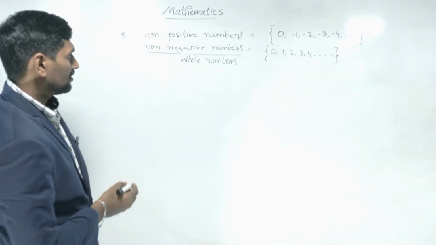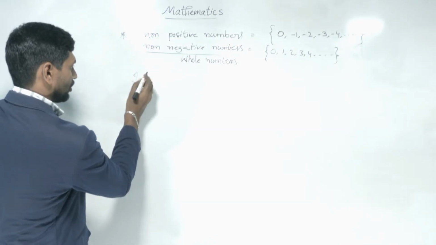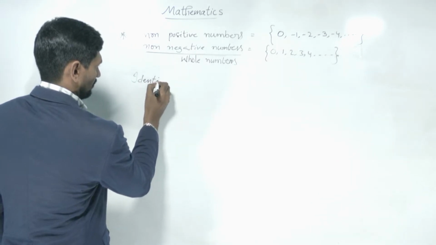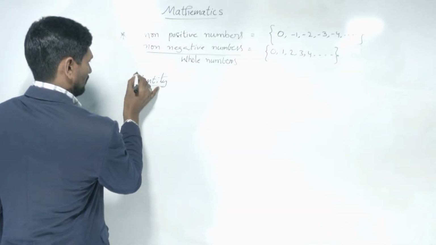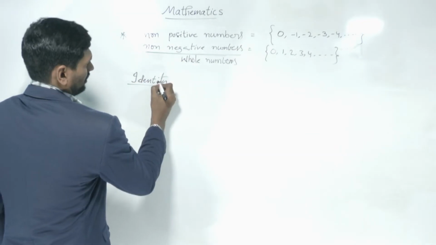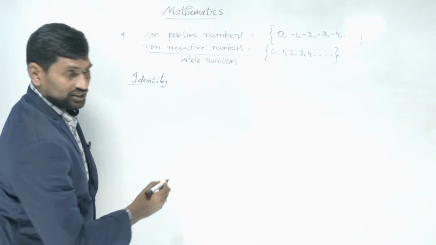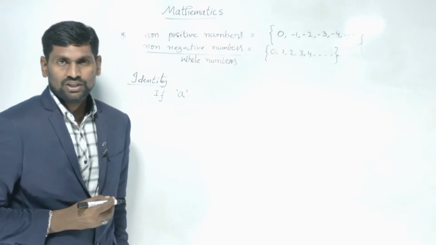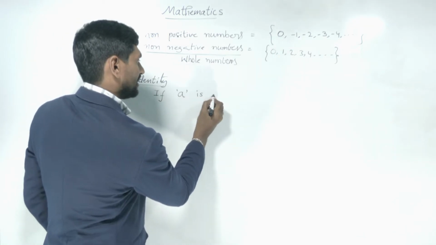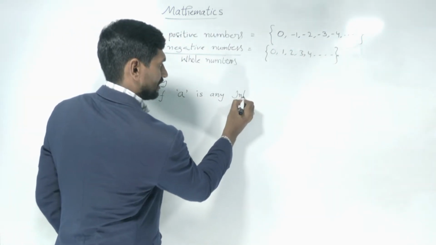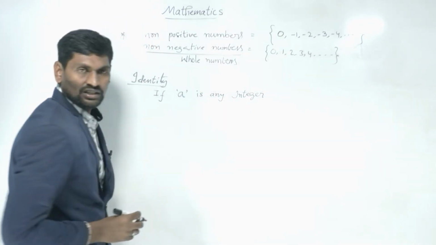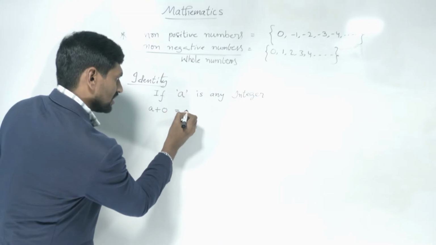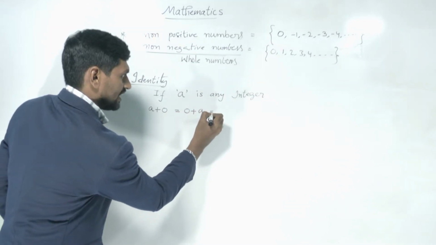Okay, children? Let us see the properties. Identity property. Actual definition: if A is any integer, A plus 0 equals 0 plus A equals A.